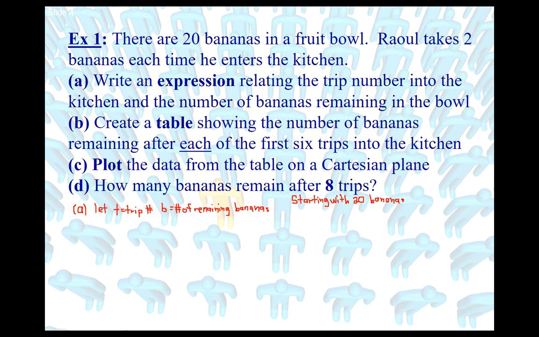Okay, so starting with 20 bananas, what are we doing? We're removing, so we're taking away, so we're subtracting. Subtract 2 bananas for every trip into the kitchen.